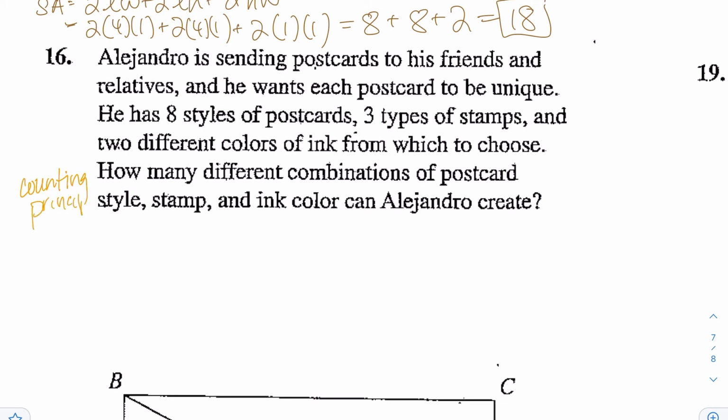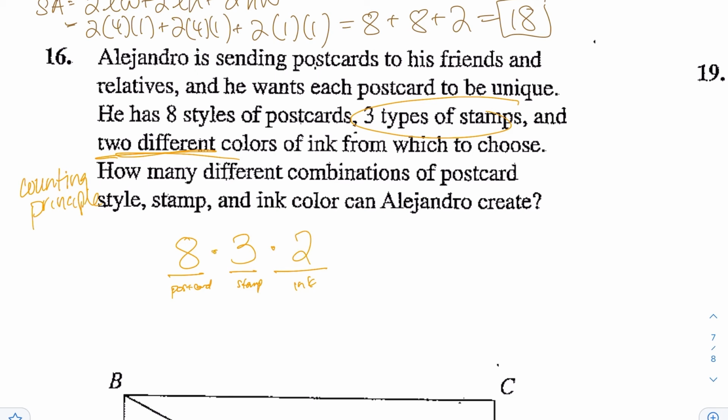For the counting principle, what you have to do is, for each type of variation, so you have postcard, you have 8 slots or 8 choices. So there are 8 branches in this tree diagram. Then each of those branches will branch out 3 more times for the types of stamp. And finally, you have 2 different colors of ink.